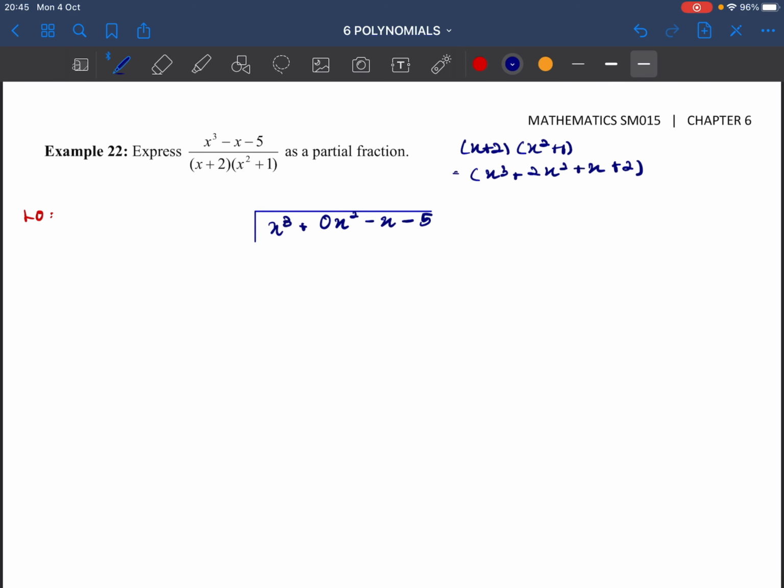Divided by x cube plus 2x square plus x plus 2. Okay, boleh buat long division kamu.